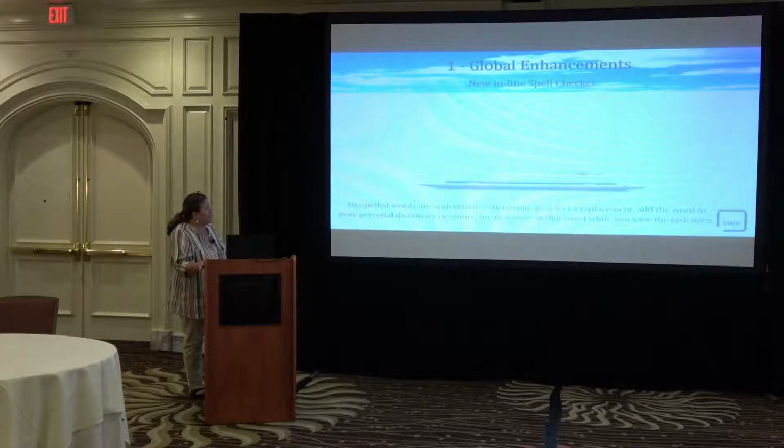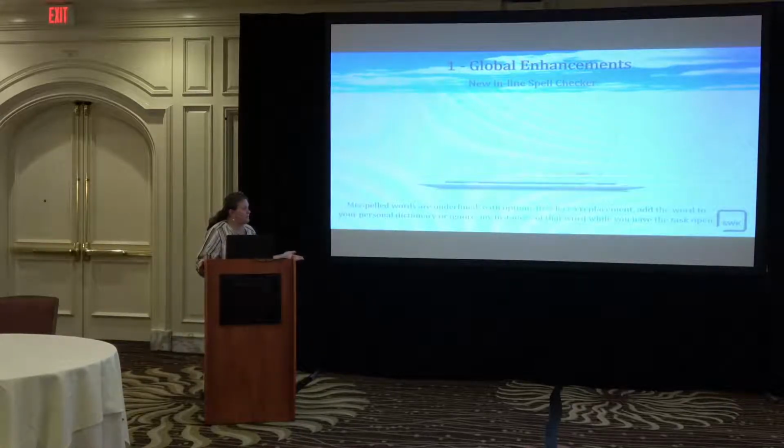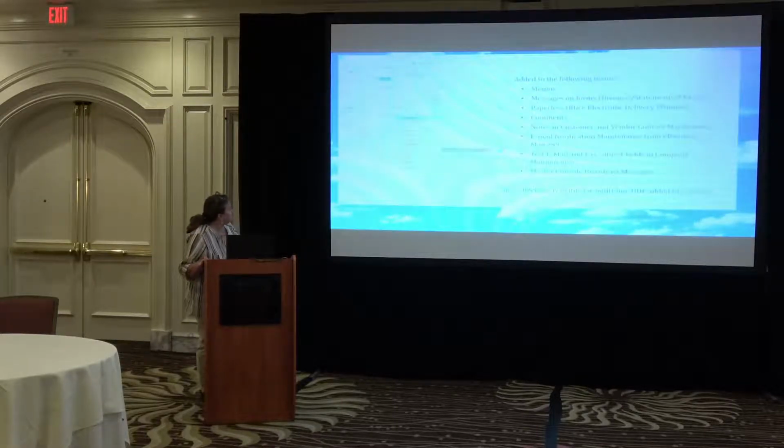The first thing that we have is a new inline spell check. So if you misspell a word, it's underlined in red, and you have an option to select a replacement word. There'll be a drop down. You can add the word to your personal dictionary, or you can ignore any instances of that word while you have that specific task open. And this is what it looks like. Can everybody see this? Okay.